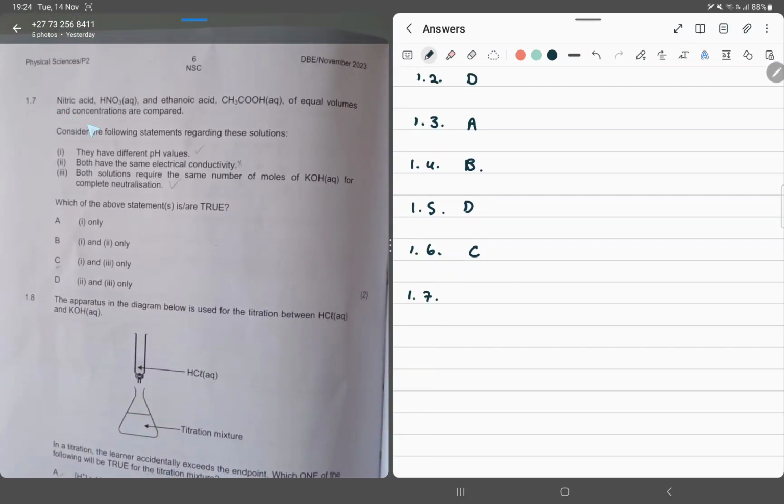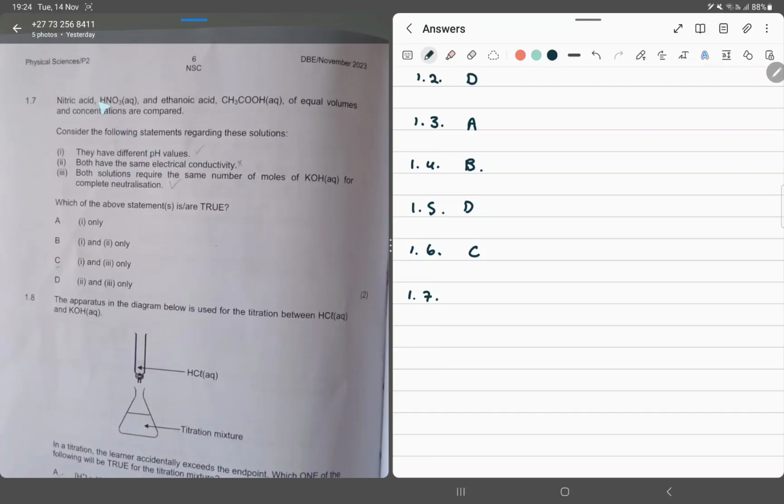1.7 says nitric acid, which is HNO3 aqueous, and ethanoic acid or acetic acid, which is CH3COOH, also an aqueous solution, of equal volumes and concentrations are compared. Now consider the following statements regarding these solutions. It says they have different pH values.